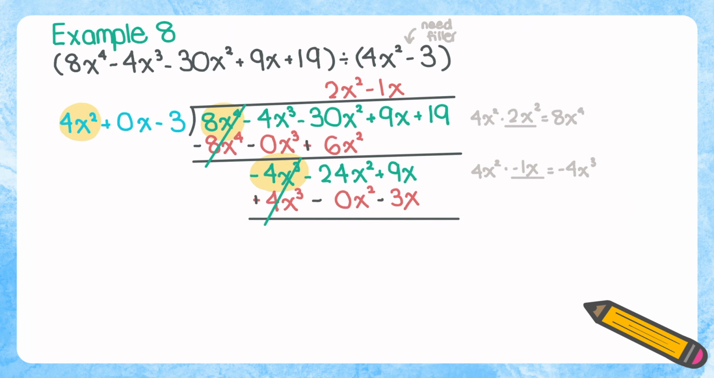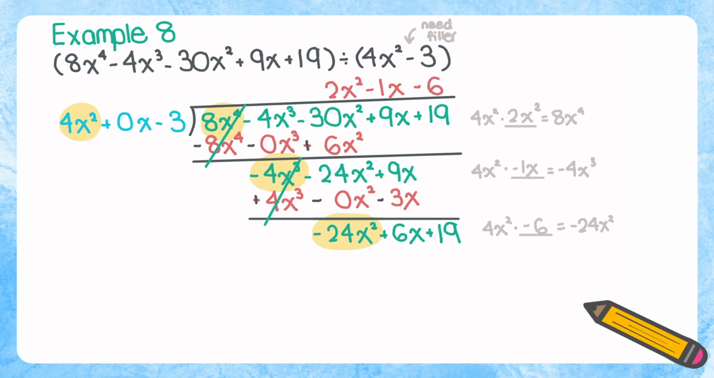And notice here this cancels out, so I'm left with negative 24x squared plus 6x, and then you want to pull down the plus 19. Sometimes I almost forget to do it too, but please remember this is an important step. Right? 4x squared times what would equal negative 24x squared? The answer is negative 6.